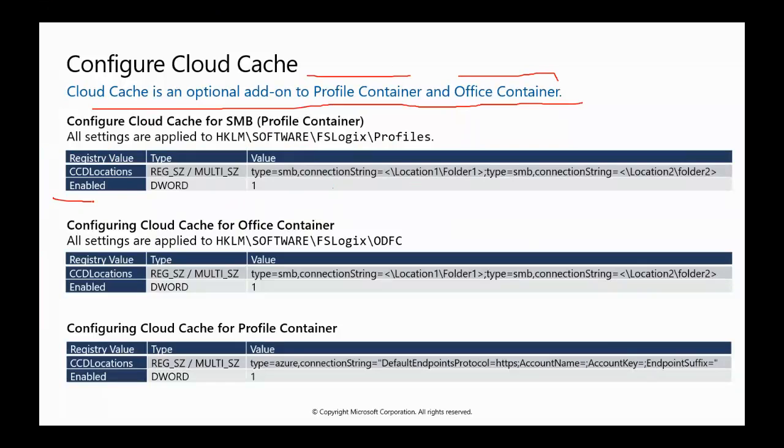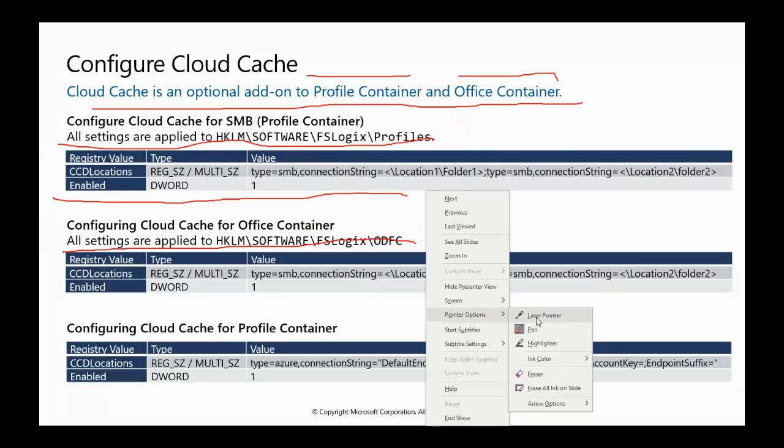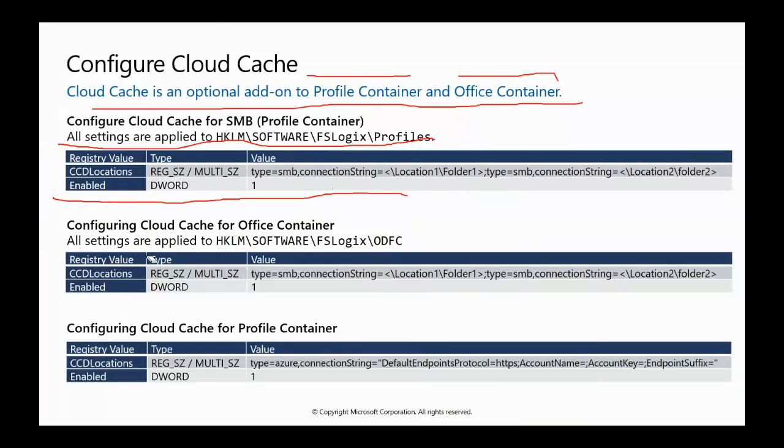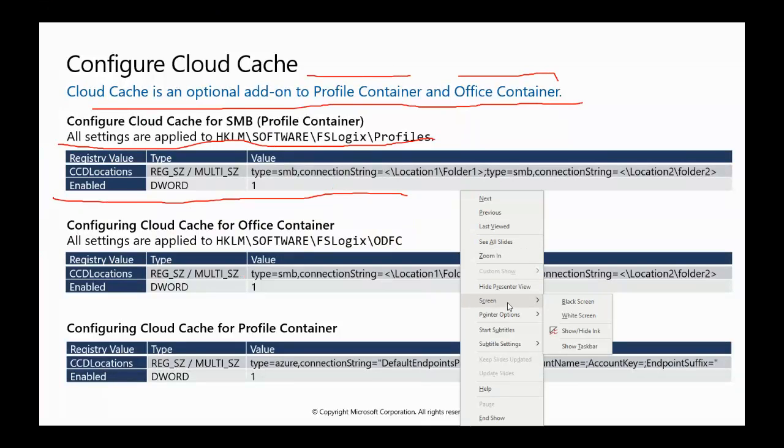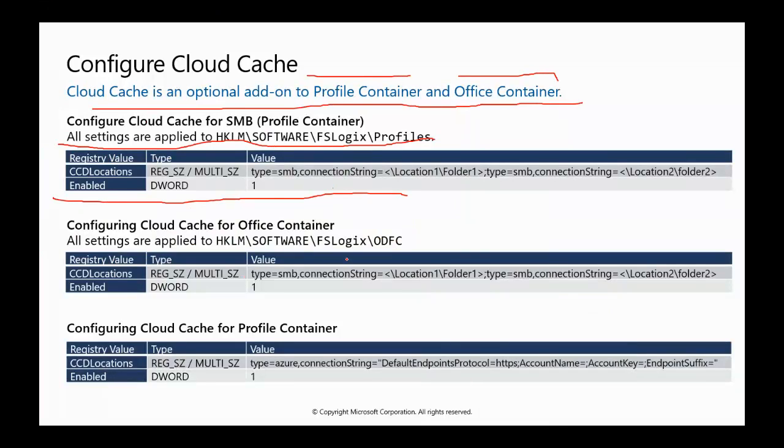As you can see here, this is the location or the string needed. This is the address or the path of the profiles. All settings are applied to this location. Here you can see where it is applied. These settings are applied here. And if you need to see the value, this is the value. The type is an SMB connection string. Where is it going? To the location. This is the folder name, and this is the connection string for that.